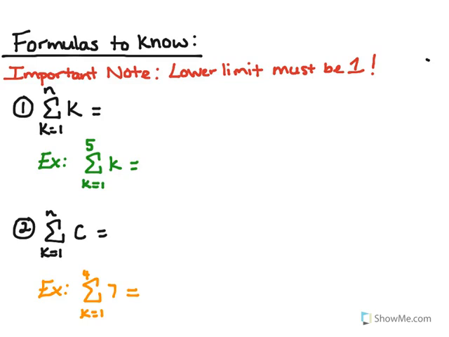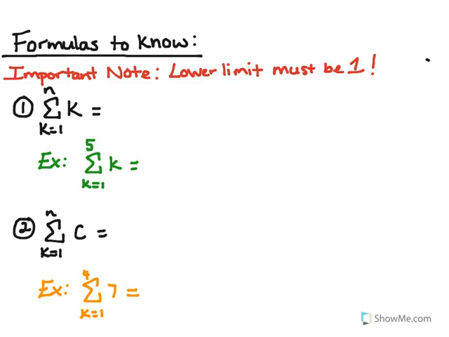There are 4 different formulas that you need to know when using summations. It's important to note that in order to use the formula, the lower limit must be a 1. If it's anything else, you would have to do what's called re-indexing of the summation and change it so that you don't have a summation starting with a number other than 1. You have to make it start with a 1. But we're not going to worry about that at this point in time.